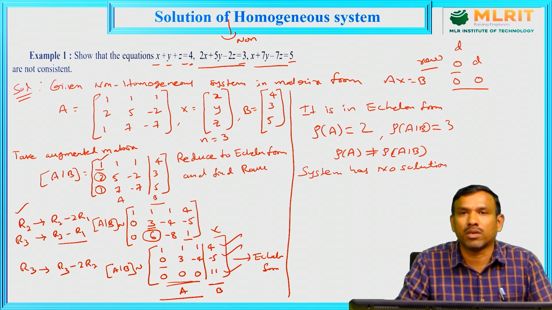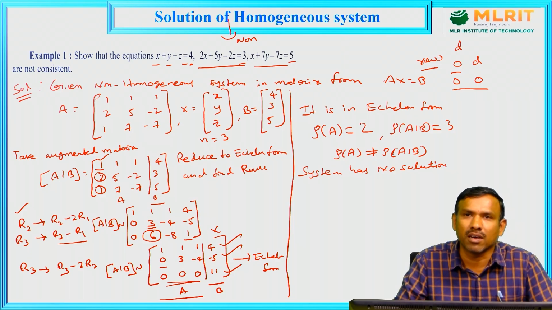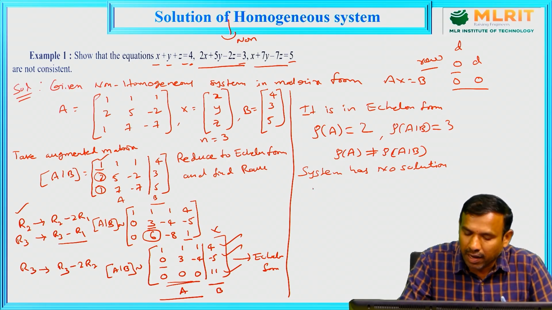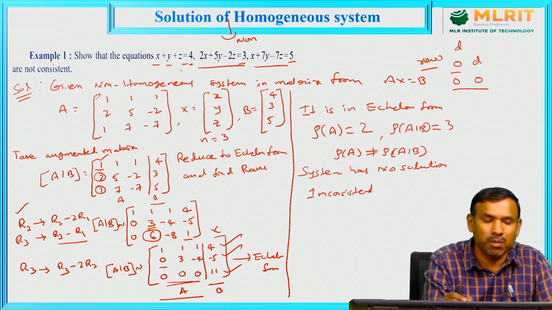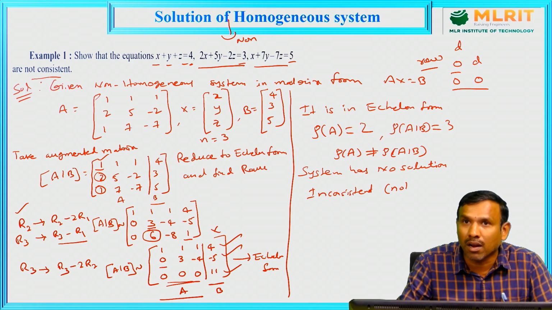System has no solution. System has no solution means, what do you call a given system? Consistent or inconsistent? We have discussed this very clearly. No solution means the system is said to be inconsistent. So what is given? Show that the system of equations is not consistent. Inconsistent means not consistent. You can call it anything.